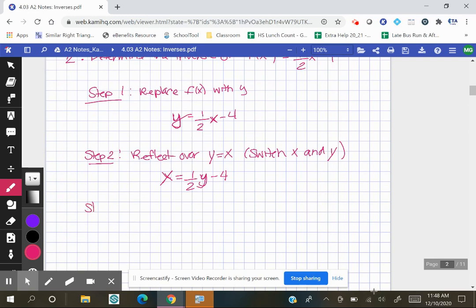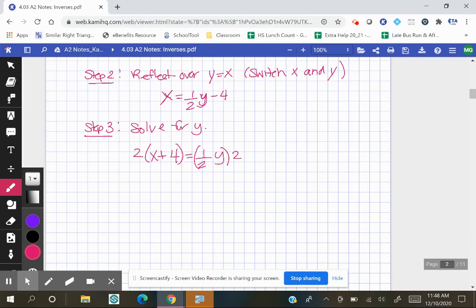And then step 3, you're just going to solve for y. So I'm going to add over my 4 and then multiply both sides by 2 to get rid of that 1/2. So instead of dividing by a half, which some of you are tempted to do, it's better to multiply by 2 because we want to try to avoid dividing by fractions. So I'll distribute my 2 in here. I get 2x plus 8, my 1/2 and my 2 cancel to get y.